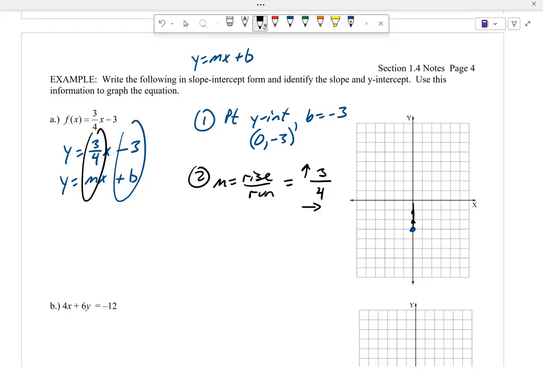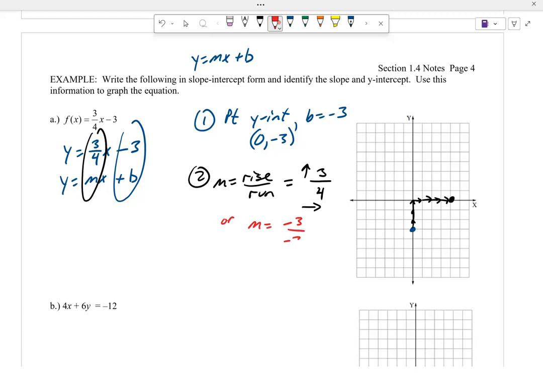1, 2, 3, 1, 2, 3, 4. And I'm going to put a point. And all I need really is 2 points to draw this line, right? I just need 2 for a line. It's kind of nice. But again, let's note, I could have done this.